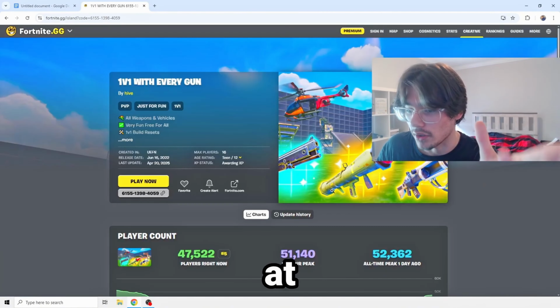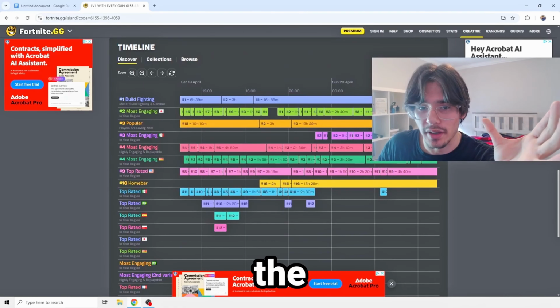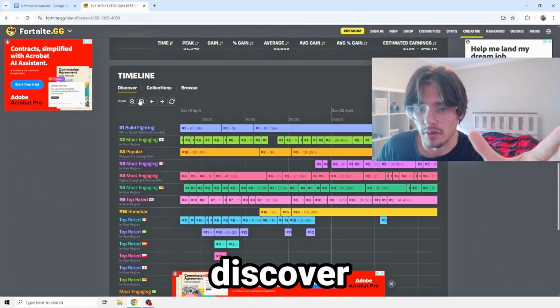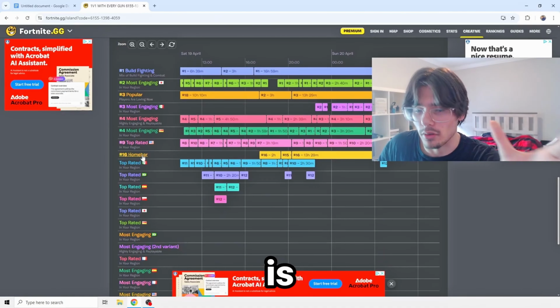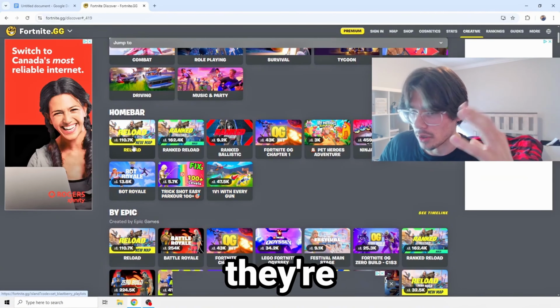So this game right here that's live at the time of the recording has 47,000 players and it's made $60,000 today. If we go look at the timeline here, we go into Fortnite GG. That's the website everybody uses. We can look here and it says discover, right? And we have build fighting, most engaging, popular, top rated, home bar. This is the one that you guys want to be focusing on, because this is the one that drives the most players. If we look at who has the highest home bar, it's obviously Fortnite itself because they're trying to promote their new mode.